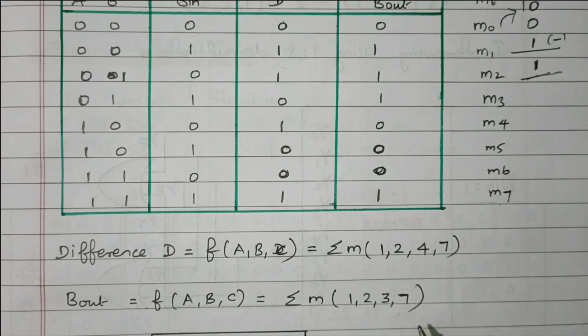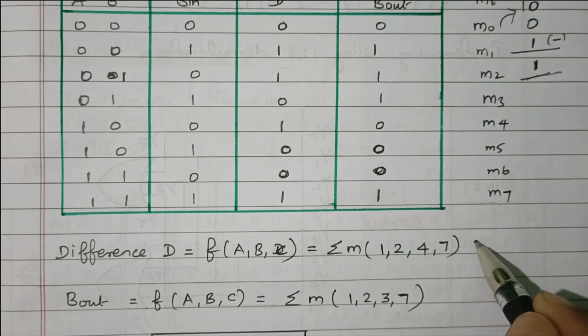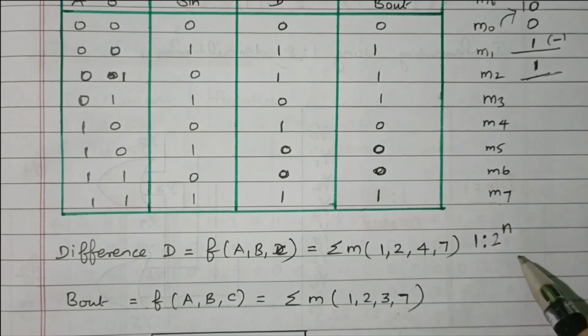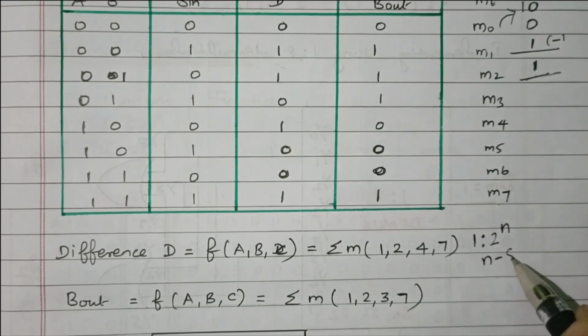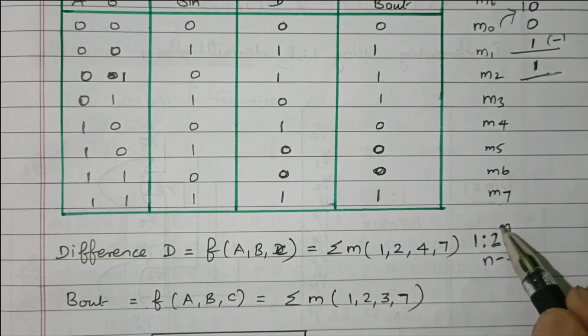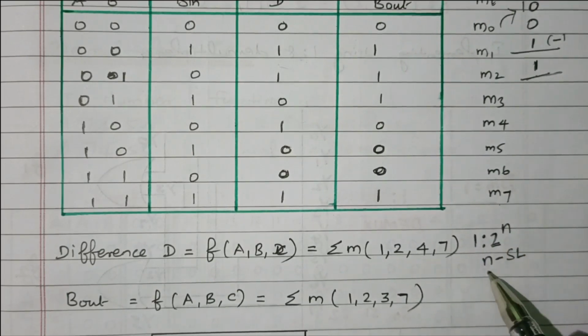Now we need to go for the demultiplexer and implement it with the demultiplexer. We know that a demultiplexer has one input, 2 to the power n outputs and n selection lines. This one input is converted into 2 to the power n outputs by using the selection lines.